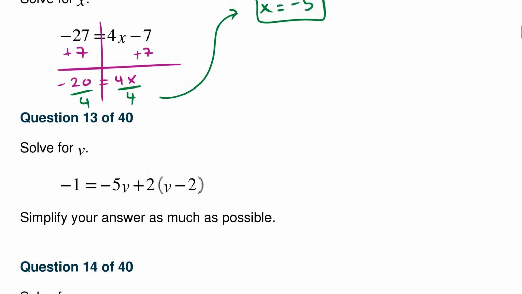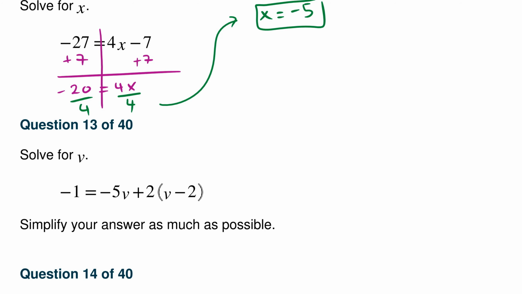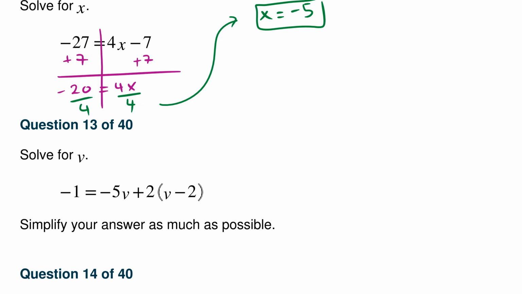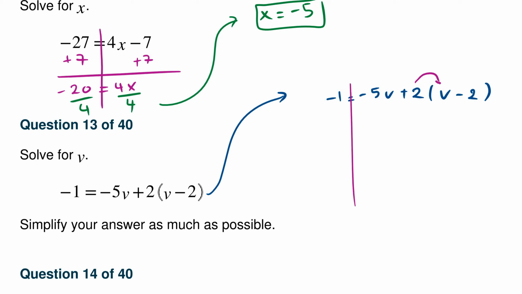Alright, problem 13. Looks like I need more space. I'm going to write it on the side instead of trying to squeeze it in. Negative 1 equal to negative 5v plus 2 times v minus 2. Alright, so first we're going to distribute 2 into parentheses. That will give us negative 5v plus 2v minus 4 and bring down negative 1.